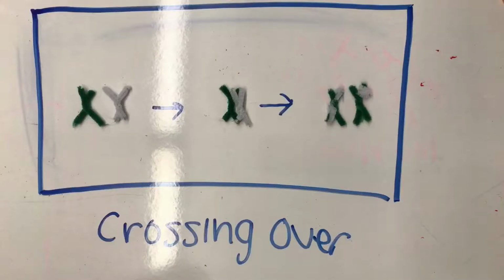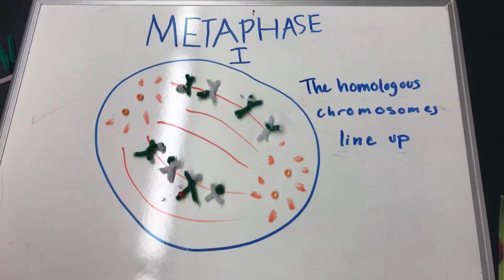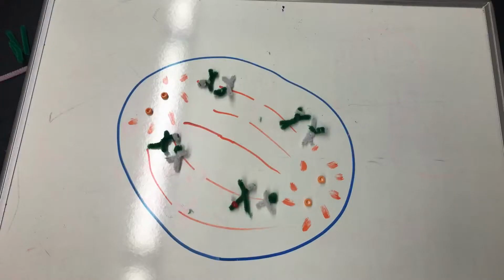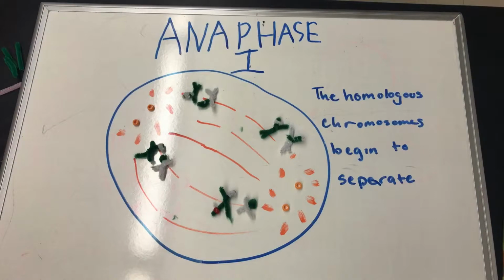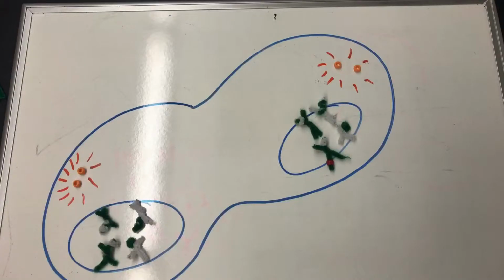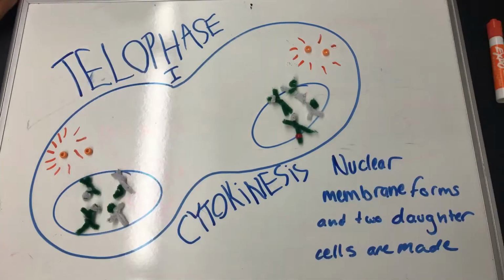The next phase is metaphase 1, and this is when the chromosomes just line up. The phase after that is anaphase 1, and this is when they begin to separate. And the last phase in meiosis 1 is telophase and cytokinesis, and this is when they form into 2 daughter cells, each with 4 chromosomes.